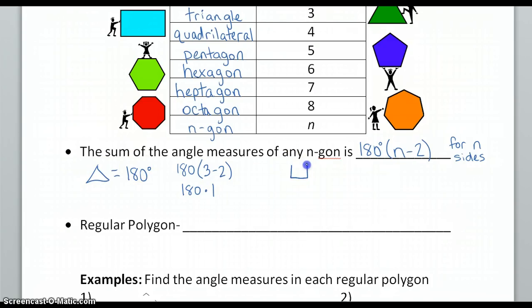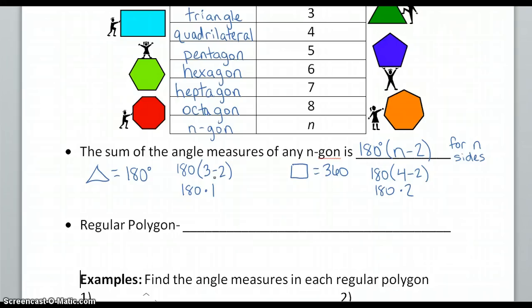Another example you might use would be a square. All of the angles of a square add up to 360. If you applied the formula, that would be 180 times 4 sides on a square minus 2. So that would be 180 times 2. 180 times 2 is 360. If you add 90 and 90 and 90 and 90, 4 times, that adds up to 360. So if you can't remember that formula, you can always try it on one of these shapes that you know.